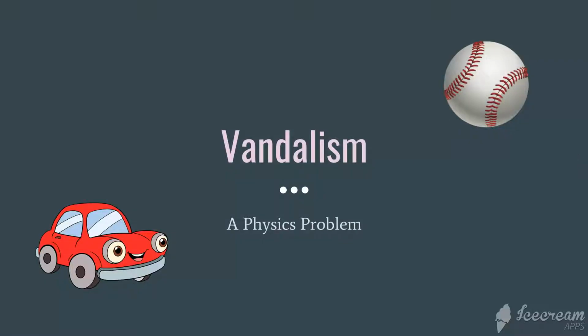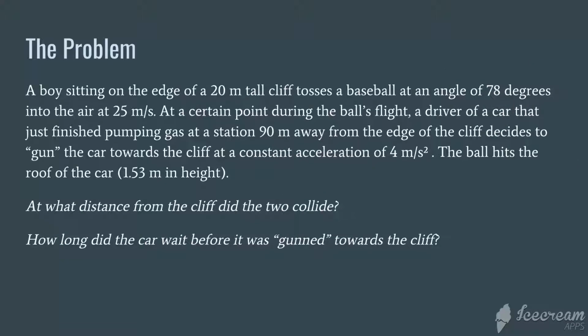So the physics problem we have is a boy sitting on the edge of a 20-meter tall cliff tosses a baseball at an angle of 78 degrees into the air at 25 meters per second. At a certain point during the ball's flight, a driver of a car that just finished pumping gas at a station 90 meters away from the edge of the cliff decides to gun the car towards the cliff at a constant acceleration of 4 meters per second squared.